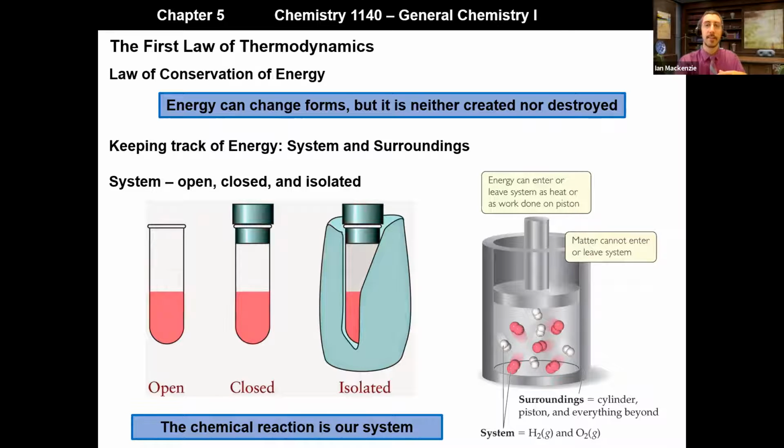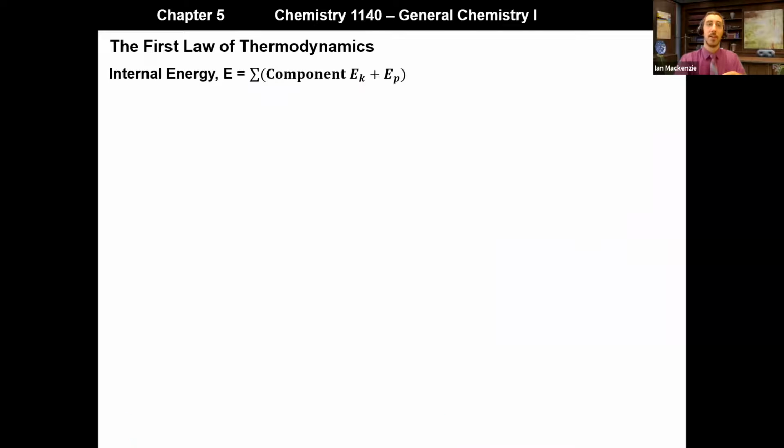Okay, so let's make this a little bit more clear. When we talk about energy in a system, we define it really as being just the internal energy. Since our system is a chemical reaction, we talk about the internal energy of a chemical reaction, which is just the sum of all of the component kinetic and potential energies. We're just going to lump it all together and call it the internal energy. Now, a change in energy we always define as being the final energy minus the initial energy.